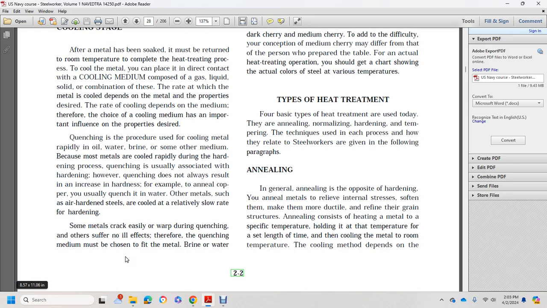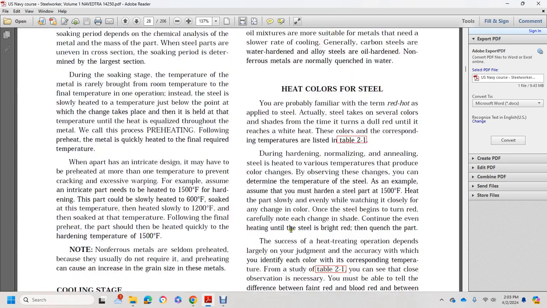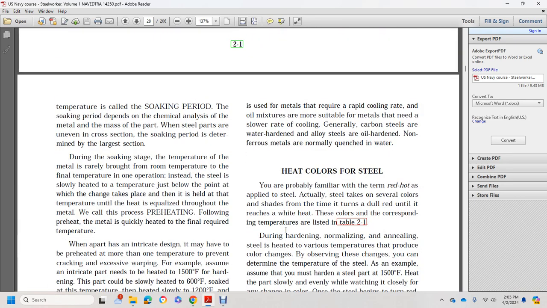Some metals crack easily or warp during quenching. Some others suffer no ill effects. Therefore, the quenching medium has to be chosen to suit the metal. Brine or water is used for metals that require a rapid cooling rate, and an oil mixture is more suitable for metals that need a slower rate of cooling. Generally, carbon steels are water hardened, and alloy steels are oil hardened. Non-ferrous metals are normally quenched in water.